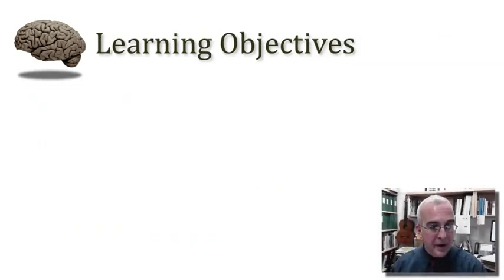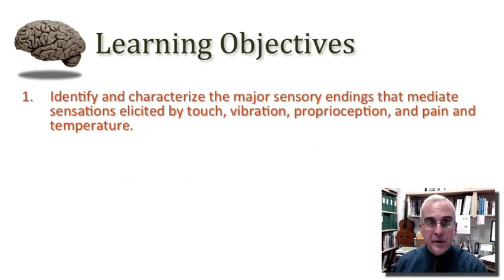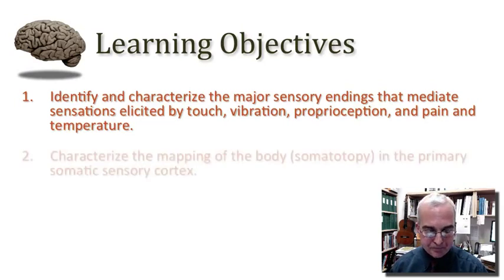Well, we have several learning objectives today. So I want you to be able to identify and to characterize the major sensory endings that mediate sensations that are elicited by touch, by vibration, by proprioception. These are all elements of mechanosensation. And I will introduce the receptors for pain and temperature, although we will focus on those in a subsequent tutorial.